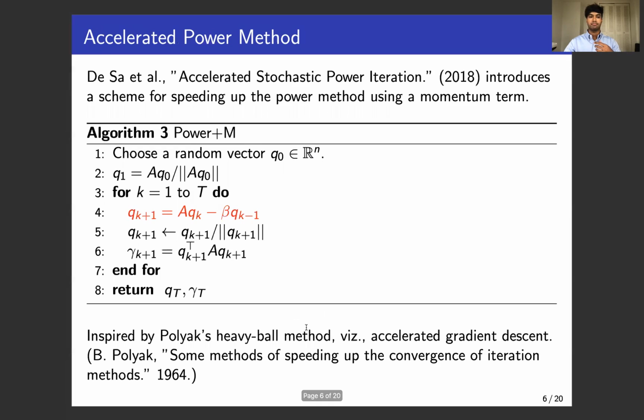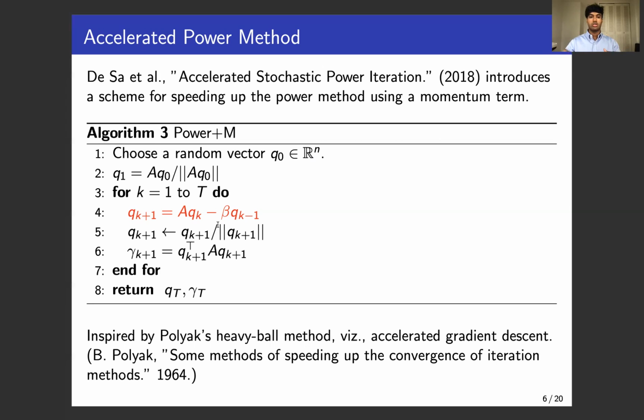So Tahseen and his group introduced the accelerated stochastic power iteration, which is essentially a scheme for speeding up the classical power method. So it looks very similar to the classical power method, except in highlighted in red, we have this momentum-based subtraction. Okay, so essentially from your current iterate, you apply your matrix A as you subtract out the previous iterate weighted by this momentum coefficient beta.